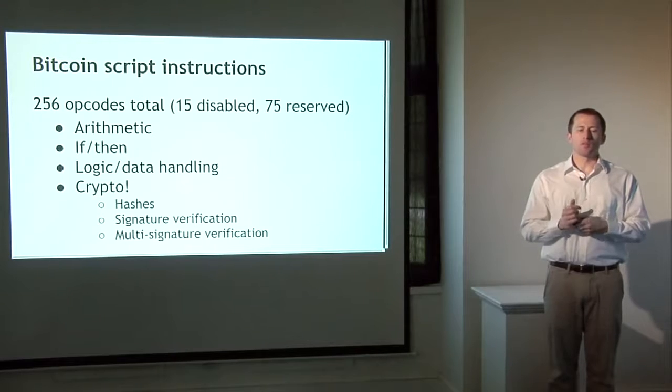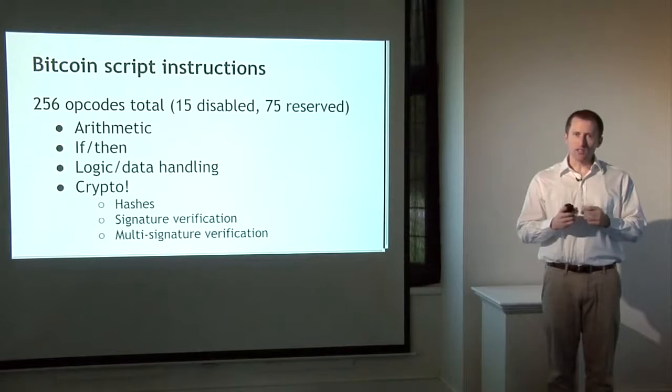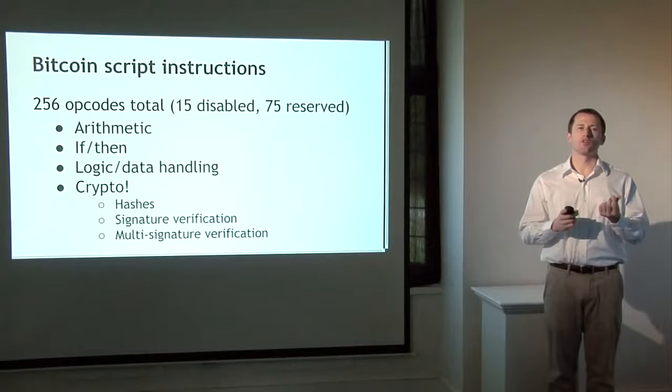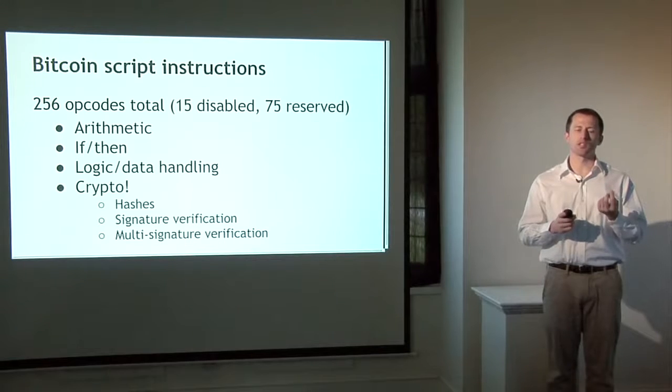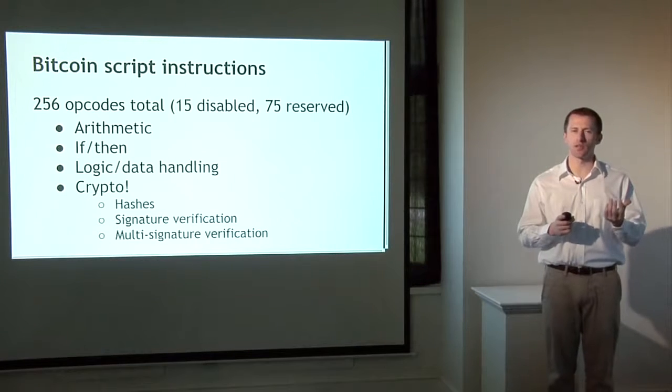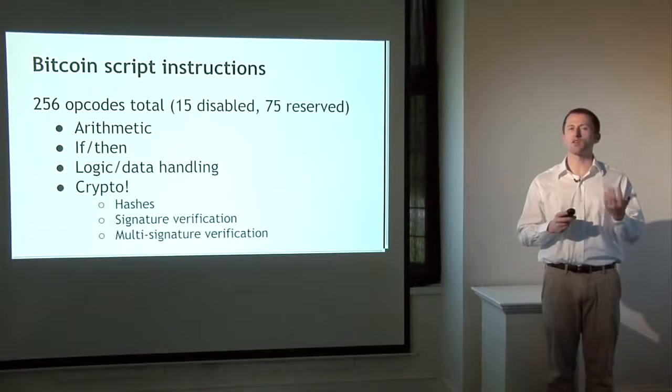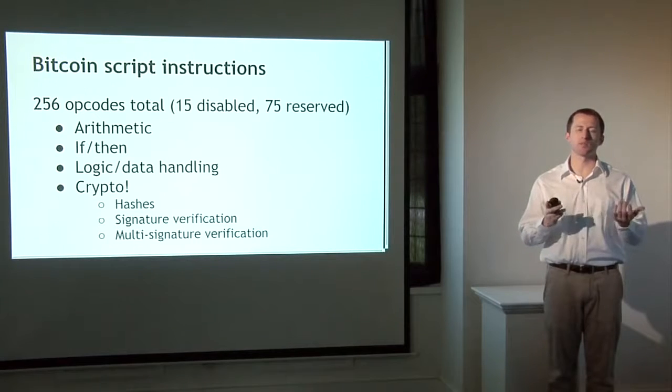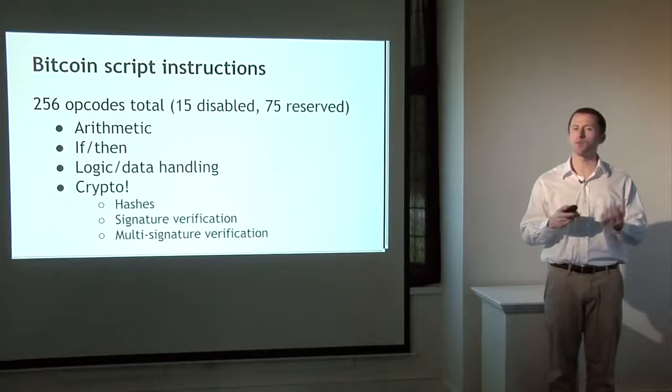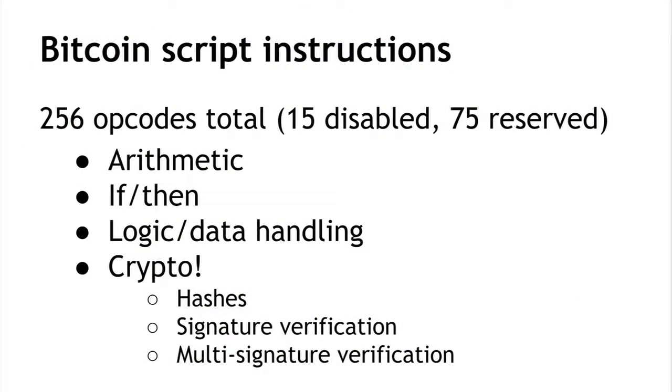So a little bit more about the Bitcoin scripting language. It's very small. There's only room for 256 instructions because each one is given 1 byte. And of those, 15 of them are currently disabled, so you can't use them at all. And 75 of them are reserved, so they haven't been assigned any specific meaning yet, but might be instructions that are added later in time. So there's a lot of the basic instructions that you'd expect in any programming language are going to be there. There's basic arithmetic, basic logic like if and then, throwing errors, not throwing errors, returning early.